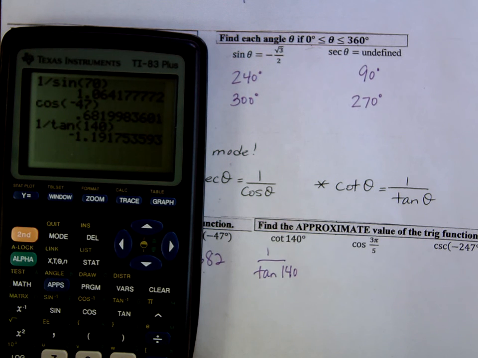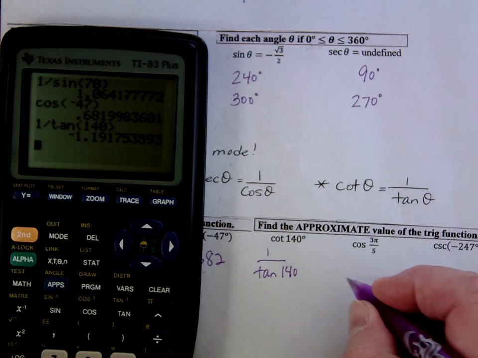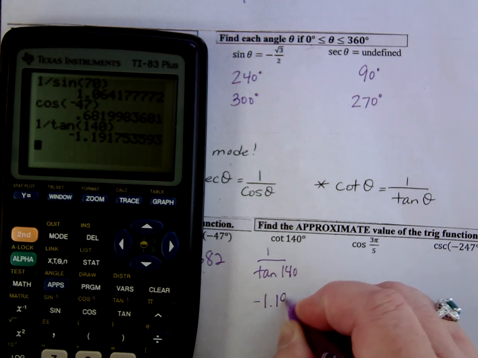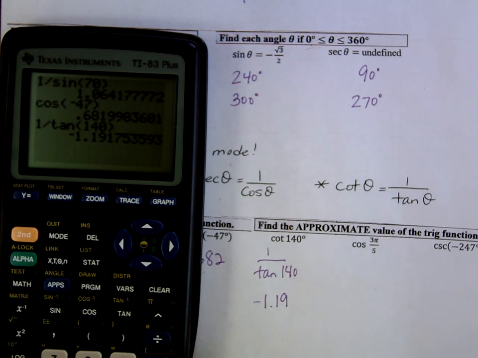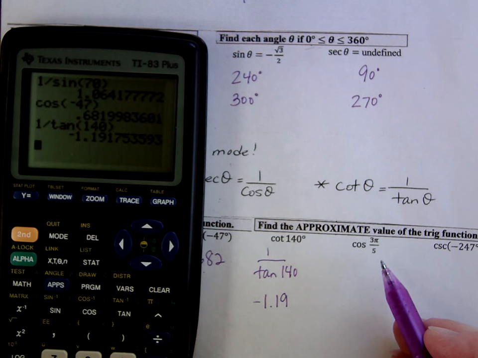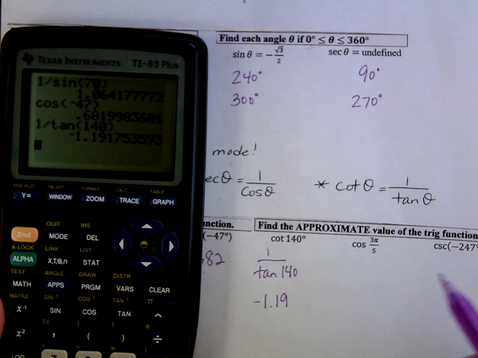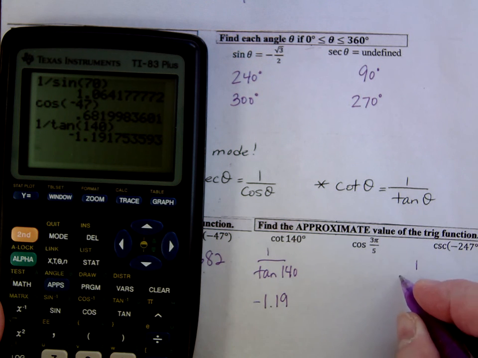And out pops negative 1.19. Negative 1.19. Cosine of 3 pi over 5, we'll come back to that because that is a radian. And then the last one is the cosecant of negative 247. Cosecant, I don't have a cosecant button. So I'm going to use my reciprocal rules, just like the first example we did.